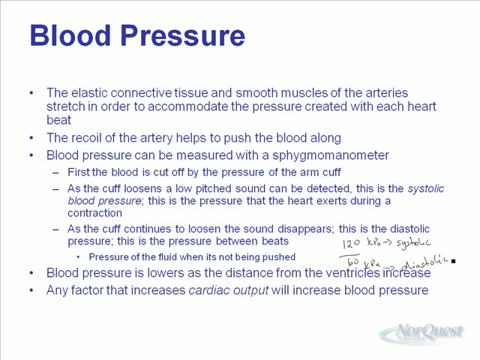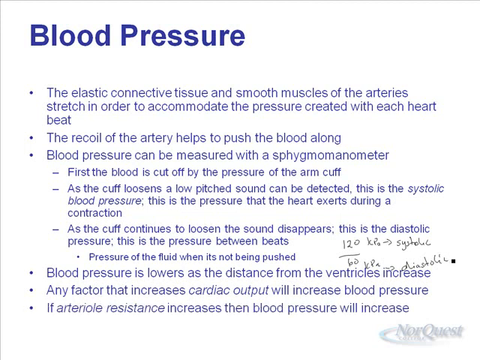Any factors that increase your cardiac output are also going to increase blood pressure. If your heart starts pushing more blood with each pump, then that's more force against the blood vessels. If it's pumping faster, it's also going to increase blood pressure because you're forcing more blood through the same vessel, but at a quicker rate. If the arterial resistance increases, then blood pressure will also increase. So for example, arterial resistance will increase if they are constricted.